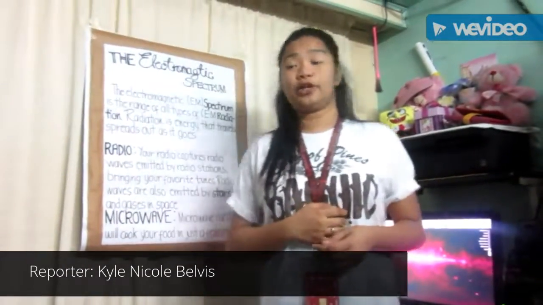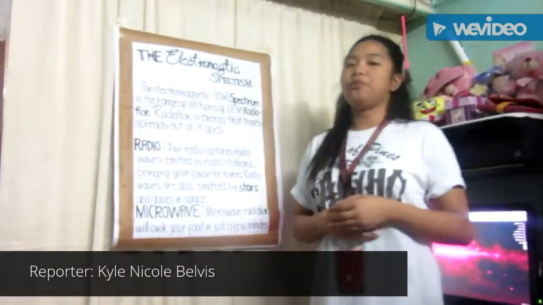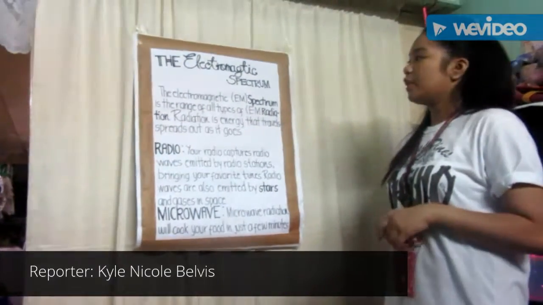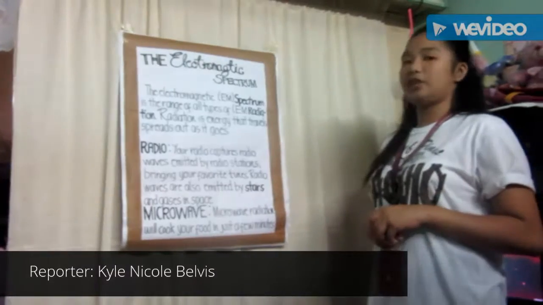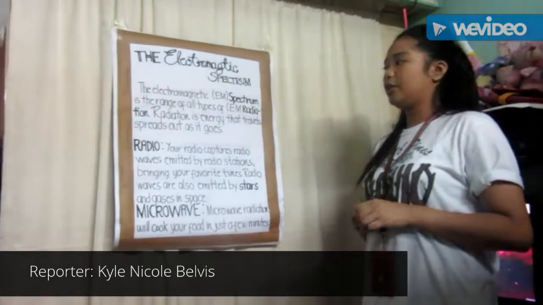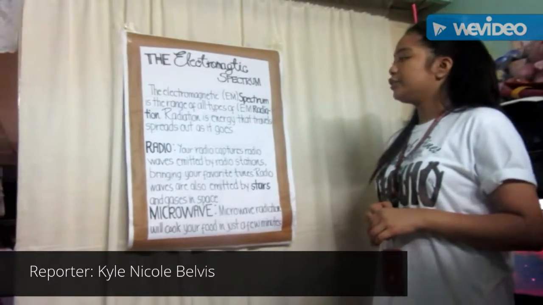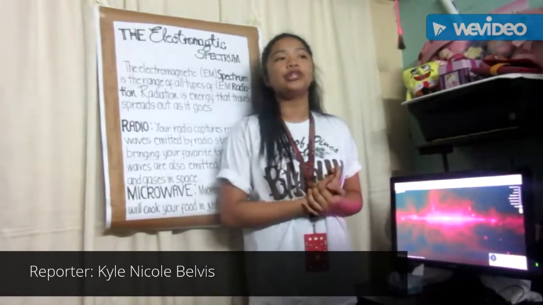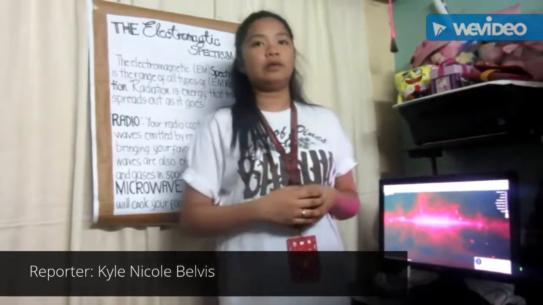This presentation is all about the electromagnetic spectrum. So, what is the electromagnetic spectrum? The electromagnetic (EM) spectrum is the range of all types of EM radiation. So, what is radiation? Radiation is energy that travels and spreads out as it goes. The electromagnetic spectrum is basically waves arranged according to frequency and wavelength, from the lowest frequency to the highest frequency.